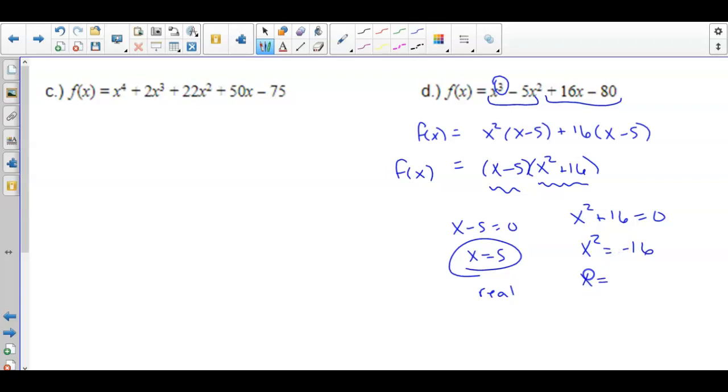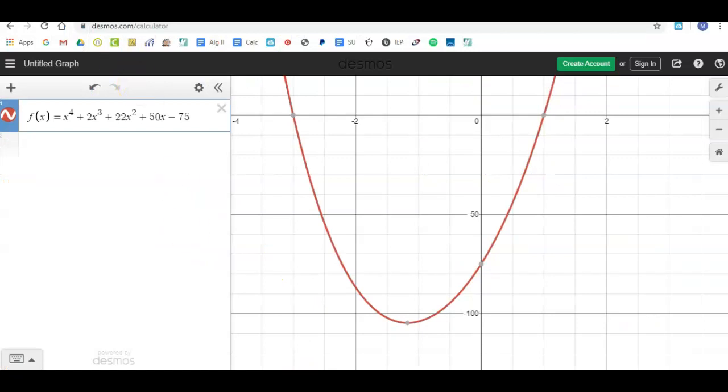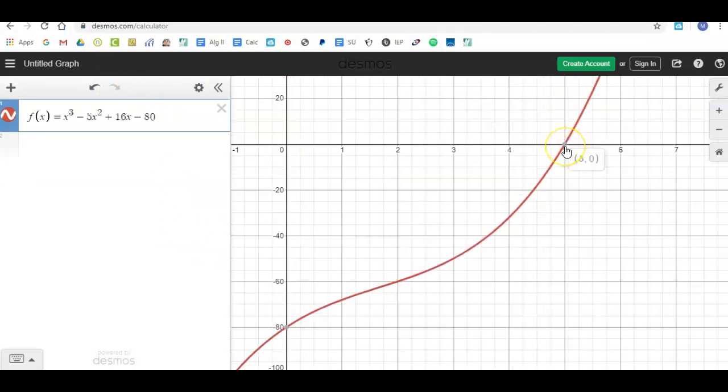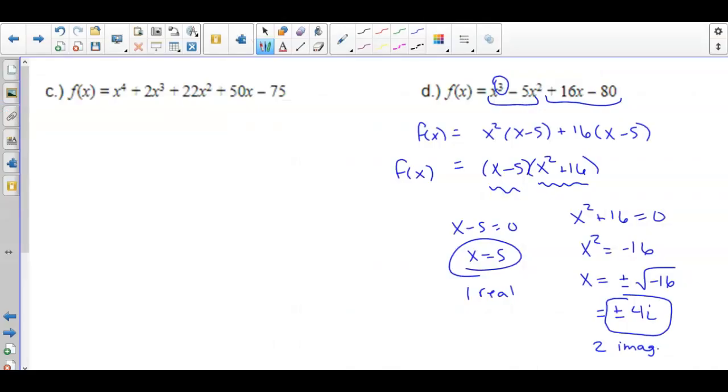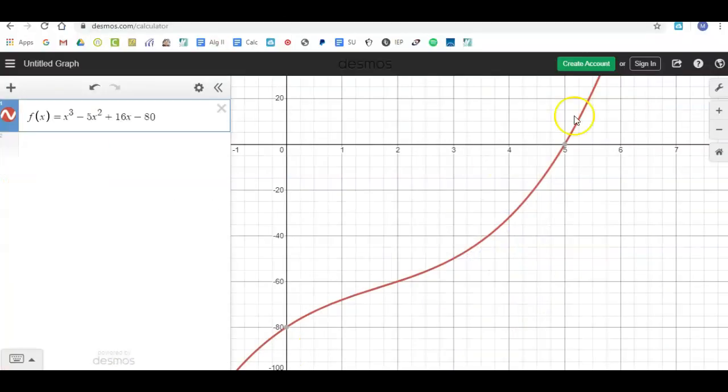And that is because when I take that square root, I'm going to put a plus minus the square root of negative 16. I'm going to take the square root of 16, which is 4, and then the square root of negative 1, which is i, and then I'm going to have my other 2 answers. So I have 1 real and 2 imaginary, or sometimes you'll see them called complex solutions. And if I go to the graph of this, here's my real solution at 5, 0, which again, that's what we expected, was for our 1 solution to be at 5, 0. And then I cannot see my 2 imaginary solutions because they are imaginary.